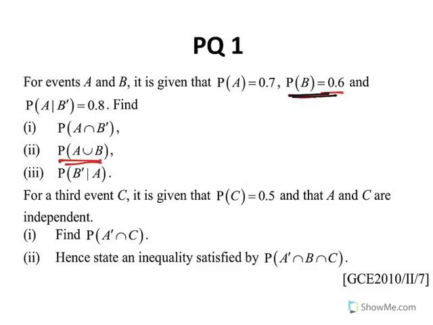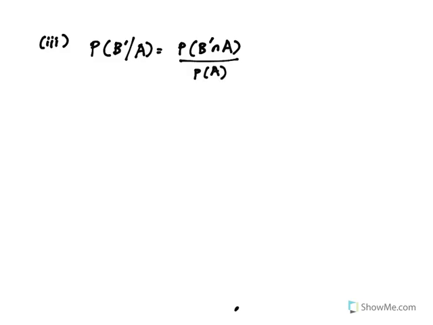Okay, so part 3, we are asked to find the probability of B prime given A. We can use conditional probability to help us. We can say that this is the same as the probability of B prime intersect A over the probability of A. And the probability of B prime intersect A is the same as the probability of A intersect B prime, right? And the probability of A intersect B prime, you recall, is something that was found in part 1.